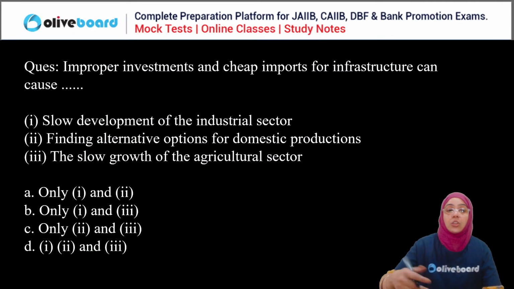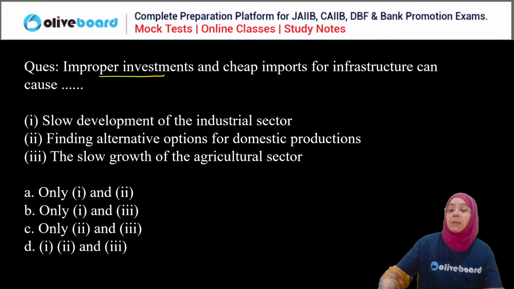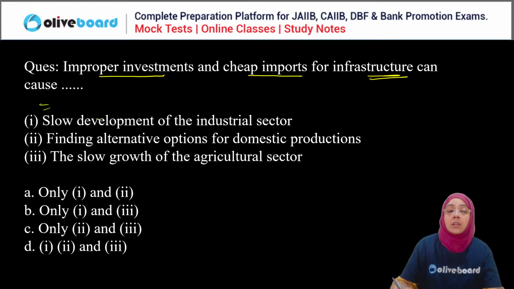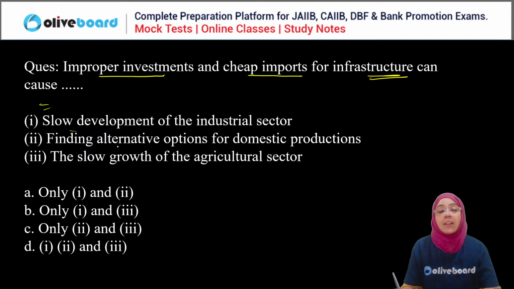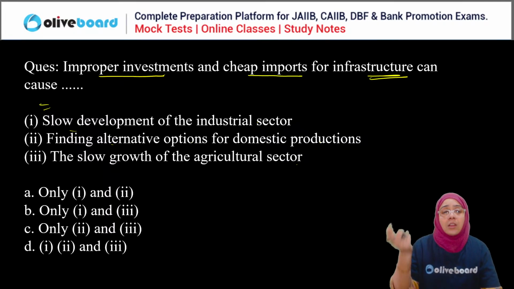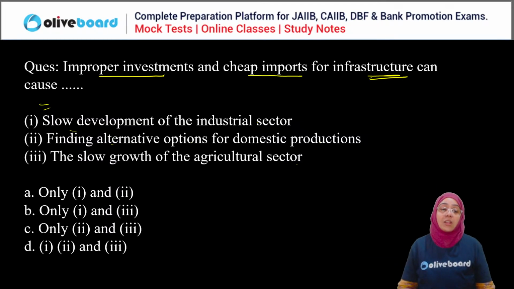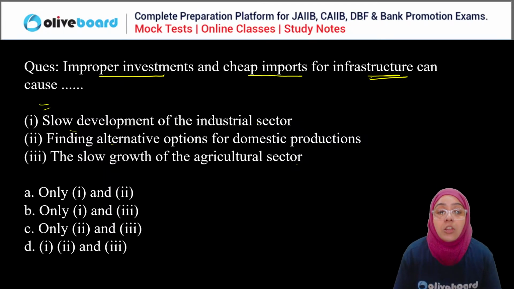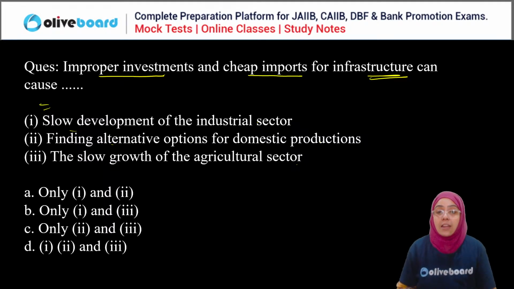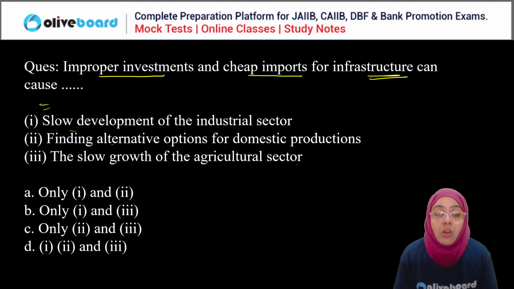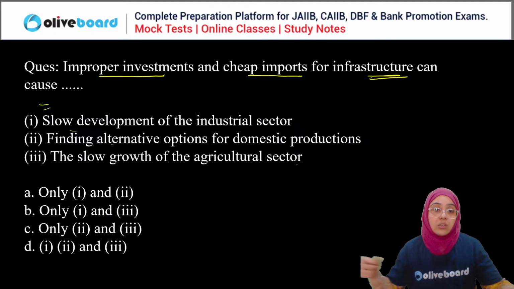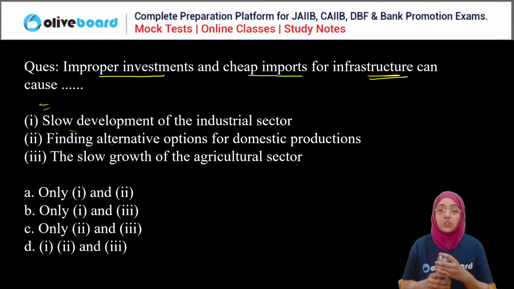Okay, next question. Improper investment and cheap import for infrastructure can cause what? Slow development in the industrial sector, finding alternative for domestic production, or slow growth in the agriculture sector. Improper investment and cheap import for infrastructure can lead to what?